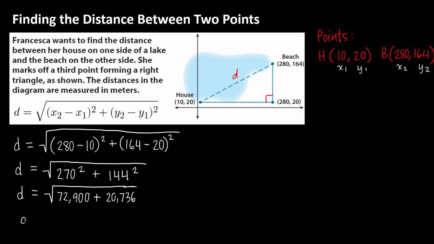So D is equal to the square root of 93,636. And when we estimate that value, actually we don't need to estimate. The square root of 93,636 is exactly 306 meters. So it is 306 meters from her house to the beach.